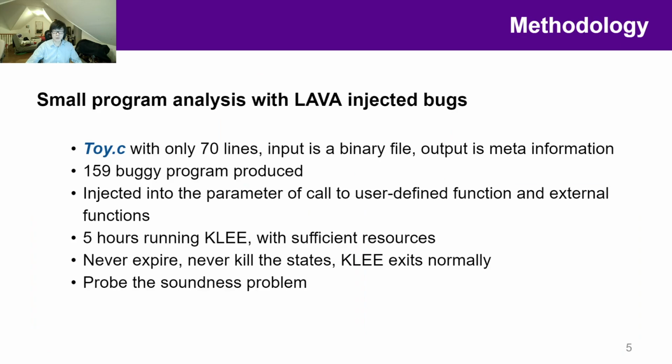Our target small program is toy.c, whose input is a binary file and output is the meta information. We generated 159 buggy programs. Each program contains only one injected bug. We ran KLEE with these buggy programs with enough time and enough resources, and we confirmed that all experiments exited normally without any state drop.